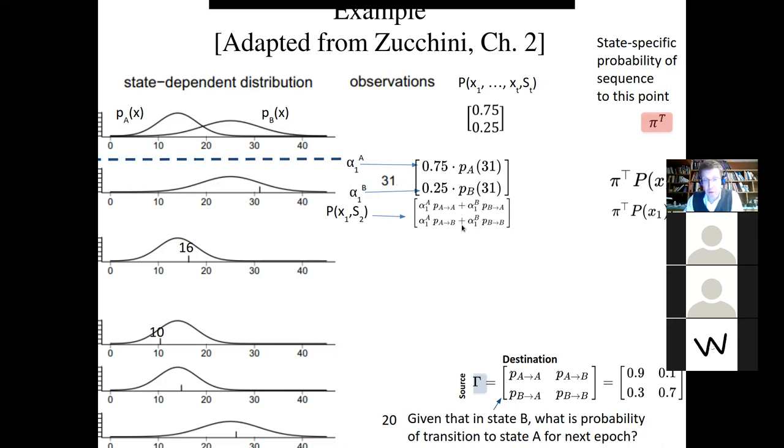And similarly, we could do it for B, right? How could we be in B the next time? Well, we could have been in A and then we transition to B, the chance of that, from A to B, is just 0.1.